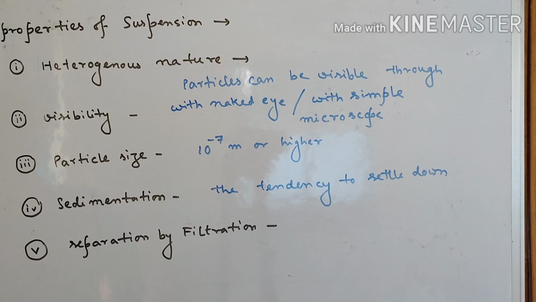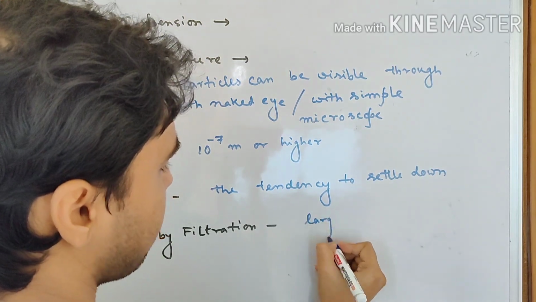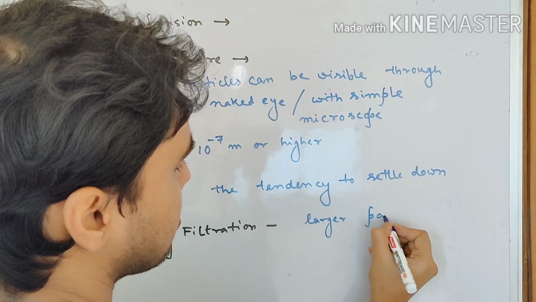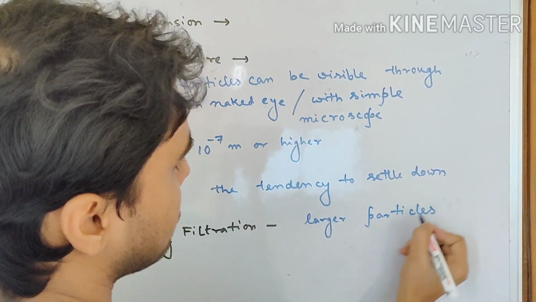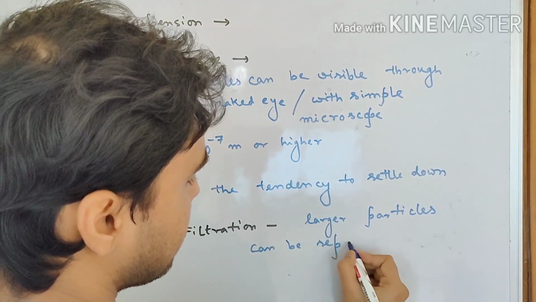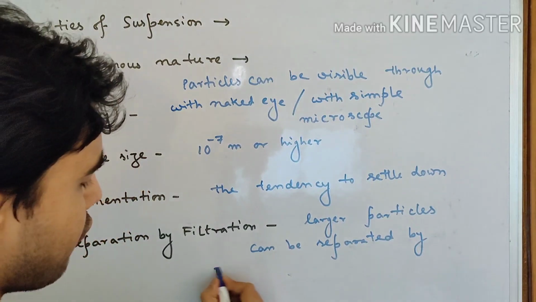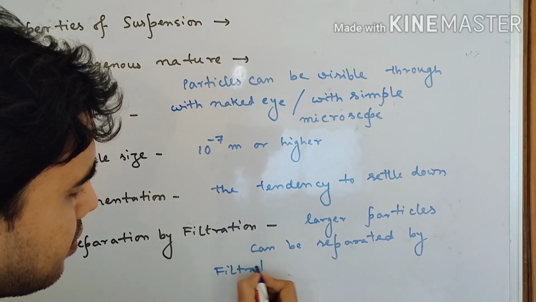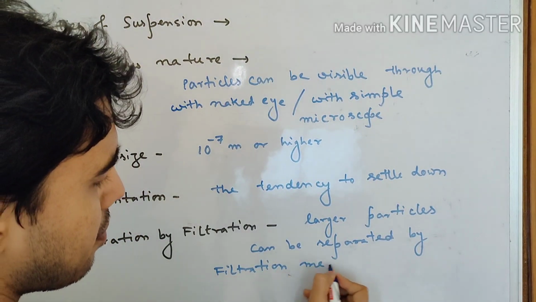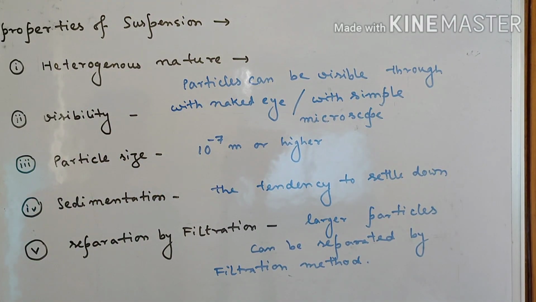Then filtration. We know that in the case of a solution you cannot separate the components by filtration, but in the case of a suspension, larger particles can be separated by the filtration method. So this is about the properties of suspension.